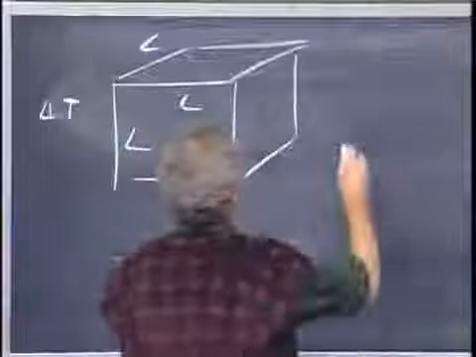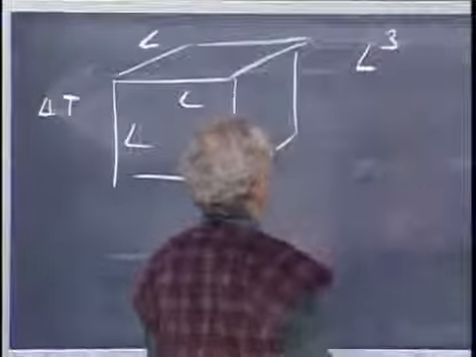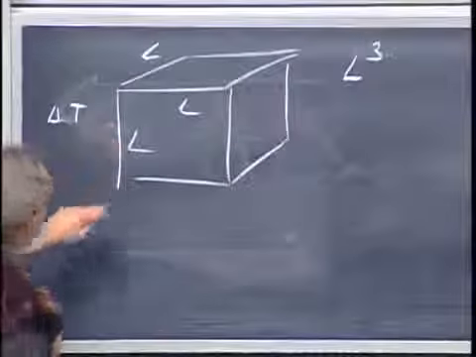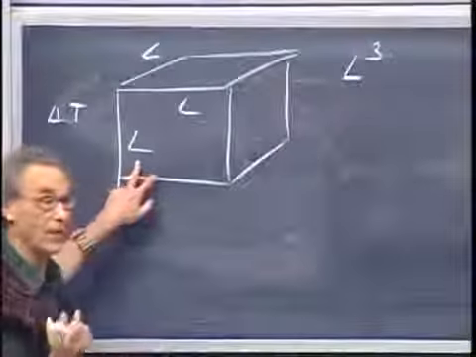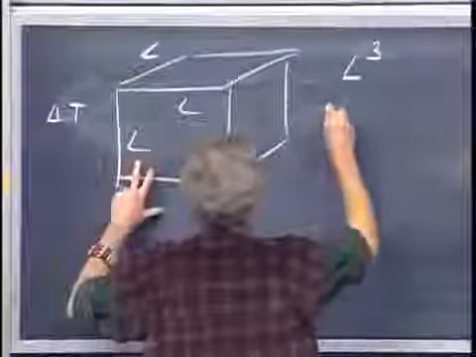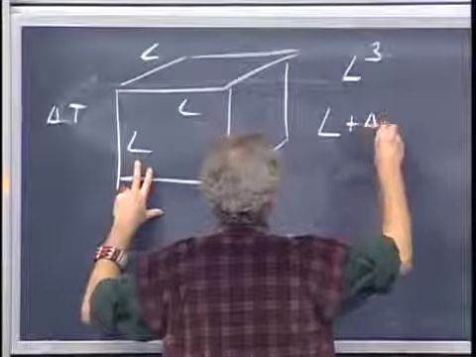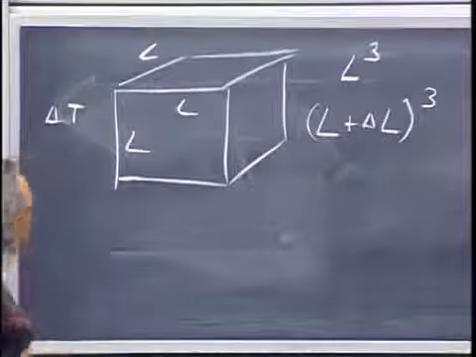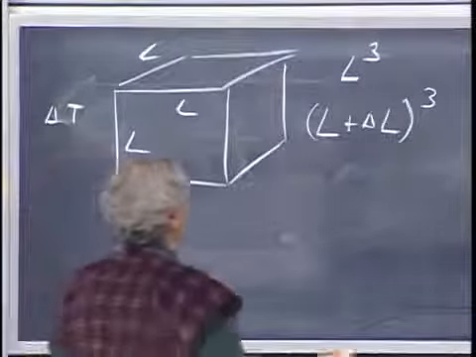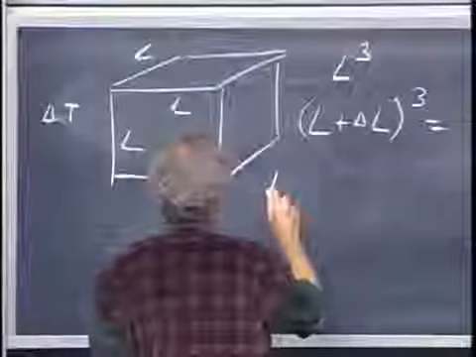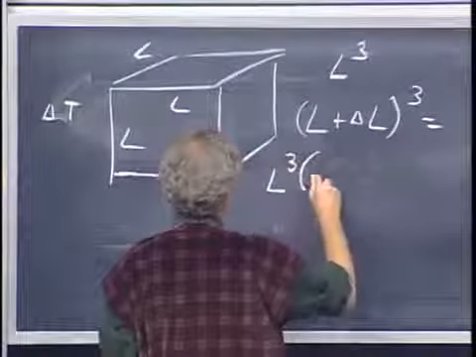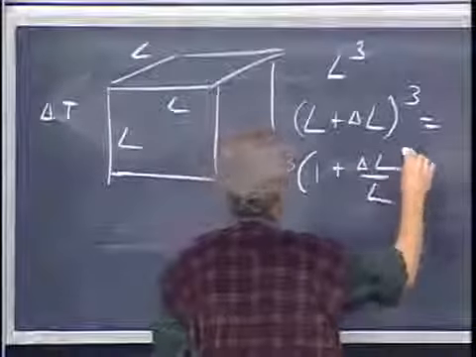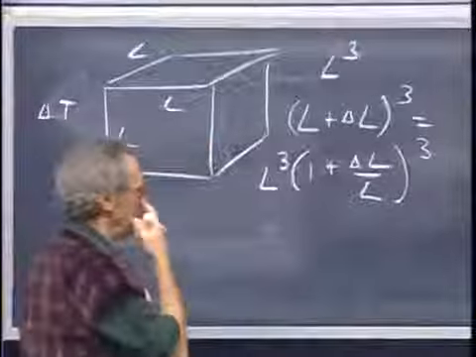Well, the old volume is L cubed. And then I'm going to increase the temperature by delta T. So all these sides will get longer by amount delta L. And so the new volume will be L plus delta L to the power 3. This can also be written as L to the third times 1 plus delta L over L to the power 3. Same thing, right?